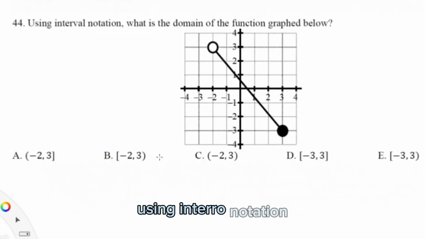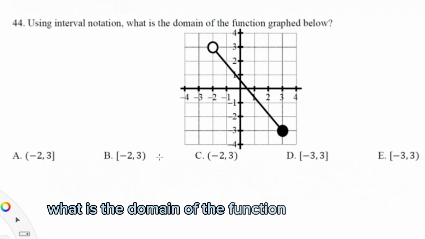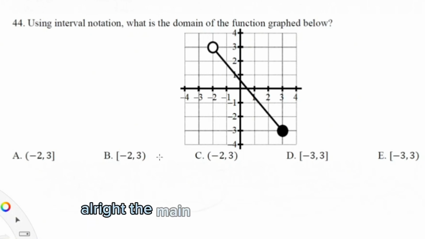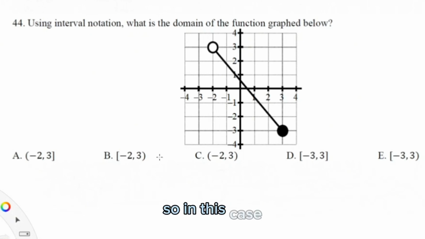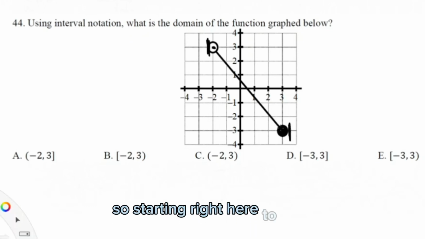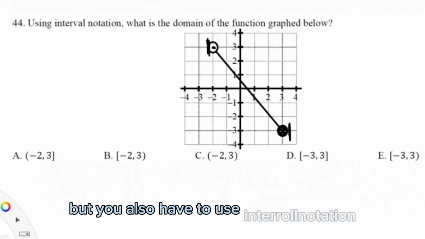Next, number 44. Using interval notation, what is the domain of the function graphed below? Alright, so the domain is just a set of x values. So in this case, when you have the line with these two dots on the end, the domain is just going to be from what to what is the x value. So starting right here to here. But you also have to use interval notation.